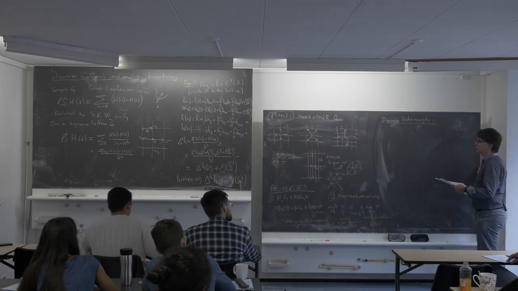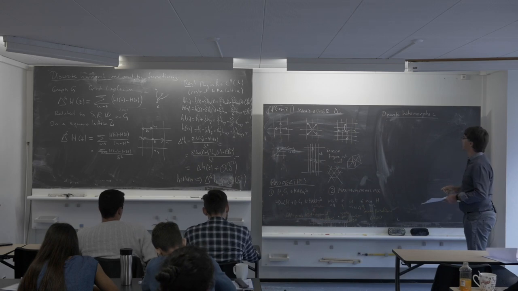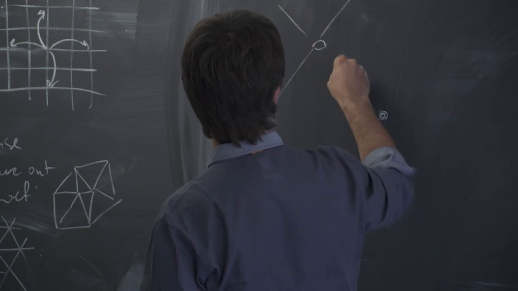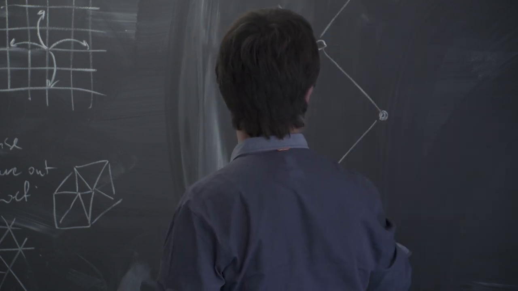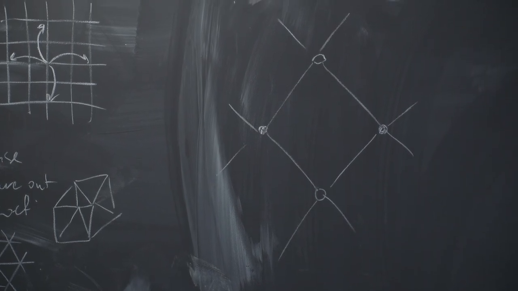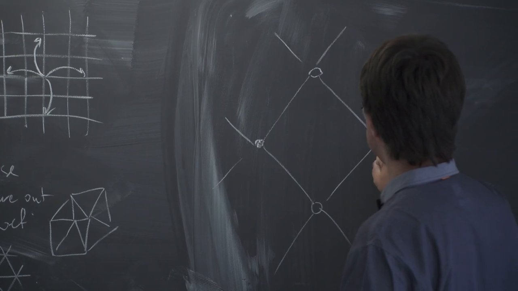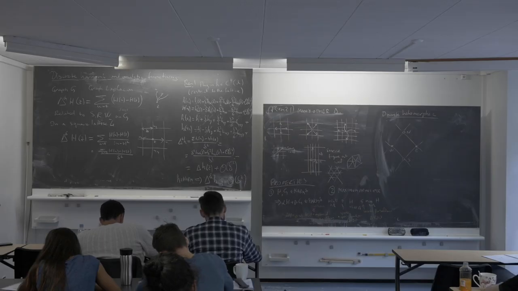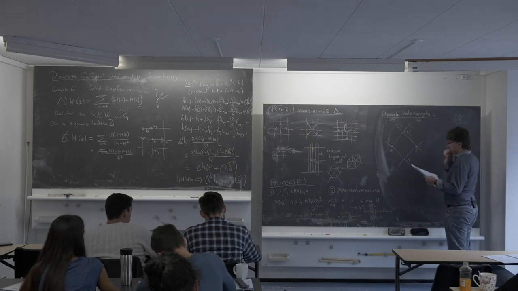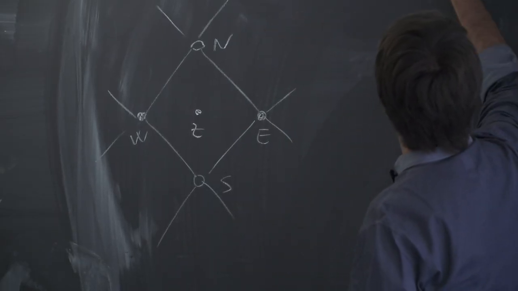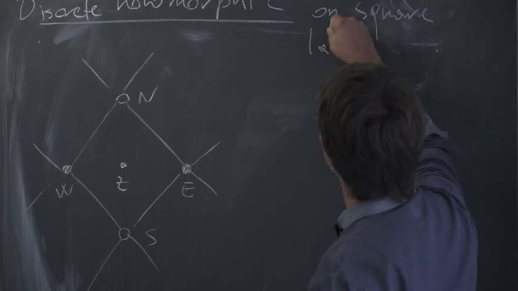So for discrete holomorphic, I'll take a lattice which is rotated by 45 degrees. So I'll take a lattice which goes like that. It will be clear in 7 minutes time why I rotated by 45 degrees. Well, first I rotated by 45 degrees to denote the vertices east, west, north and south, and denote the center of this by z. So discrete holomorphic on the square lattice L.